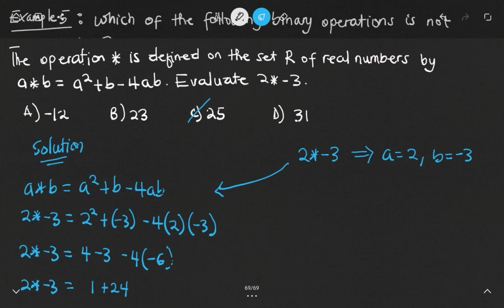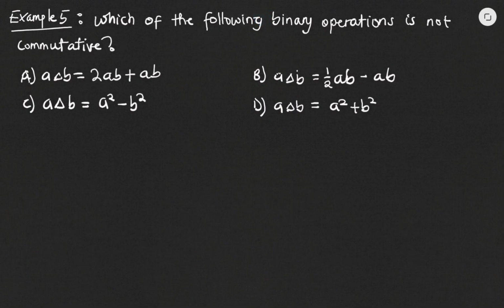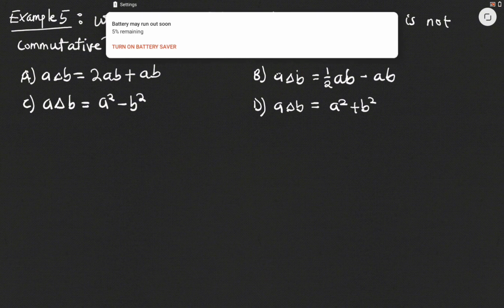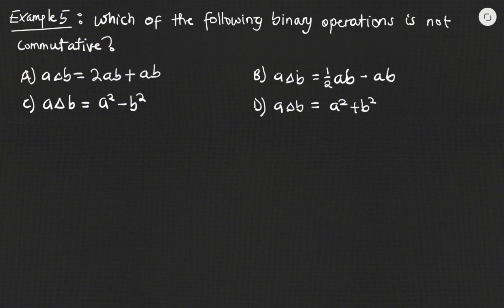All right, let's look at one final example. The question asks, which of the following binary operations is not commutative? As we've already seen in the second example in this video, we said that addition and multiplication are commutative, and then subtraction and division are not commutative.